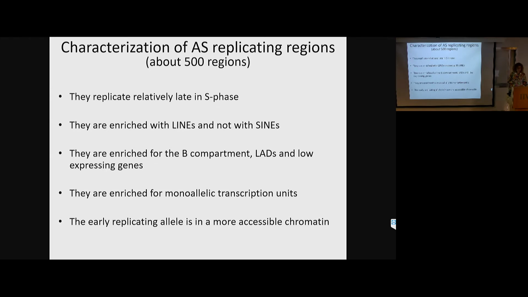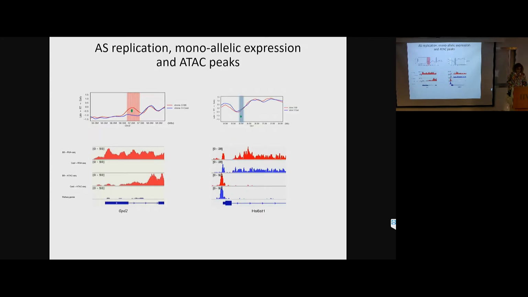They replicate relatively late in S. They are enriched in LINEs, not in SINEs. They are enriched for the B compartment, LADs, and low expressing genes. They are enriched for monoallelic transcription units, and the early replicating allele is in a more accessible chromatin, as we have done ATAC to analyze it.